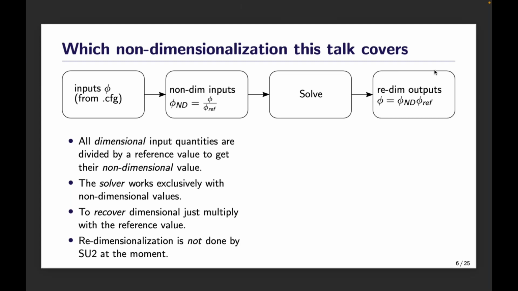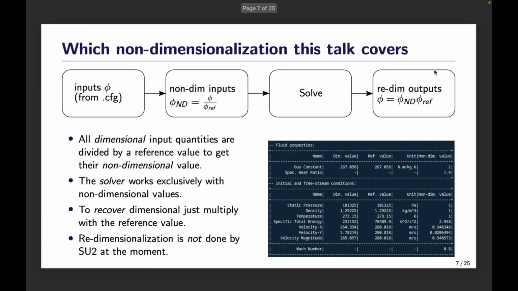And unfortunately, at the current state, the redimensionalization, so the last part here, is not done by SU2 automatically. So when you look at a volume solution and you non-dimensionalize with the pressure equal to 1 in the compressible case, you will see in your volume solution that the pressure at the far field equals 1. So that already is maybe a little caveat there.